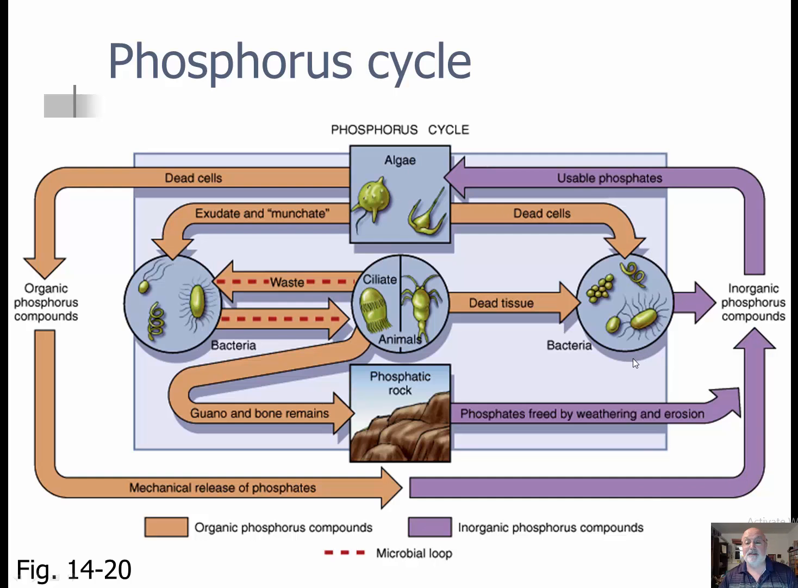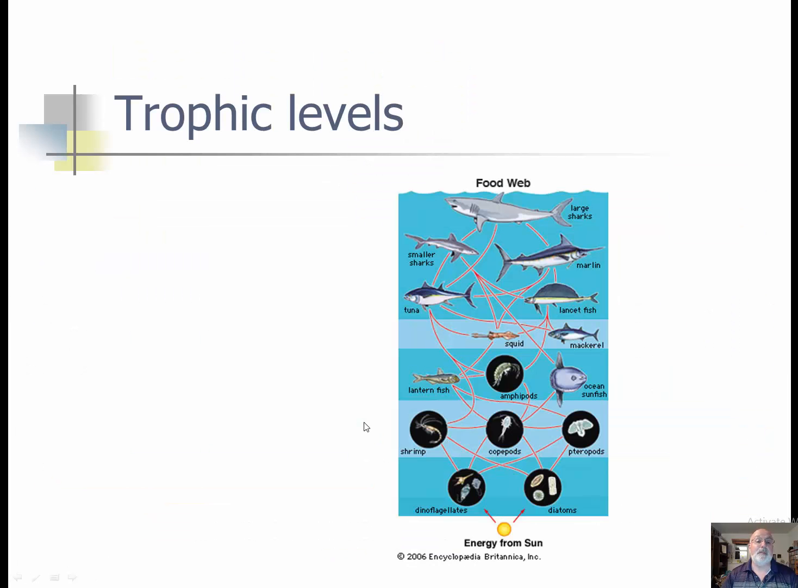We can also go to dead cells, to bacteria. We can go to exudate, so it's giving off liquids, or munchate, where it's been eaten by the zooplankton. And there's the microbial loop again. And it can go to protists, and it can go to fish, and it can go to mammals. And this is guano and bone remains. So if the fish die and the bones go through, they can end up back in rock as well. Guano is the waste product. Usually we're talking about that with bats because it's high concentrations in a small area, but that could end up being turned back into phosphate rock, which again gets released. And you can see it's very cyclic.